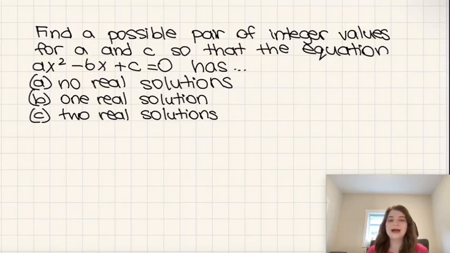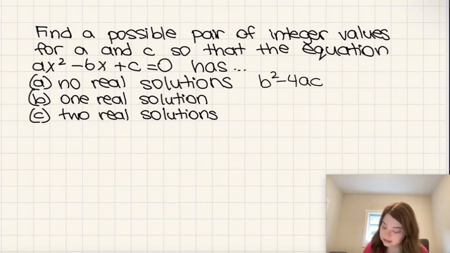Hello, everyone. Welcome back. Today, we're going to be talking about how to find a possible pair of integer values for a and c so that the equation ax squared minus 6x plus c has either no real solutions, one, or two real solutions. So recall that a quadratic equation in general has no real solutions if the discriminant, in other words, b squared minus 4ac, the value that's under the square root sign in the quadratic formula, is less than zero. If it's a negative number, that means there's no real solutions.